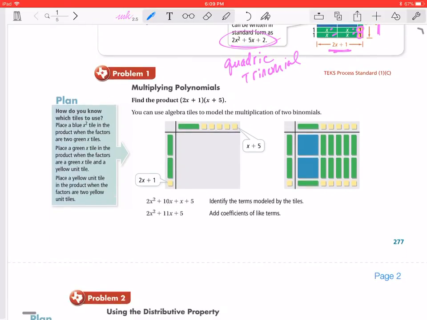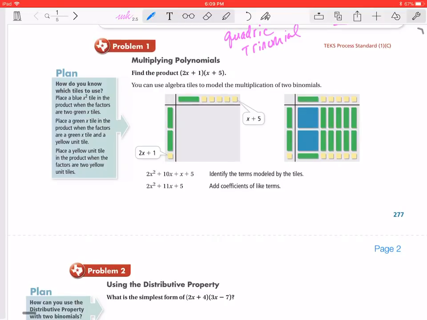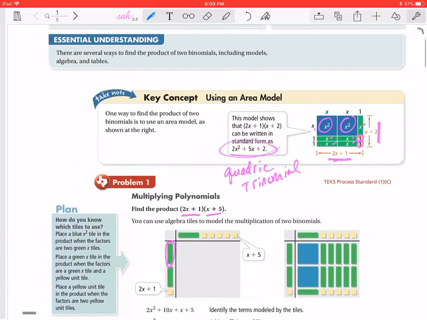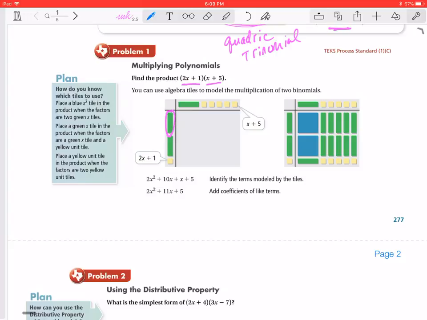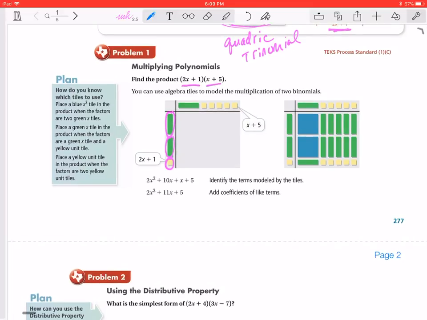Now, the next example shows everything. In problem number 1, we're going to take the product of 2x plus 1 times x plus 5. We're going to use algebra tiles. The green tiles represent x. Just like we did with the area model, now we're using algebra tiles. The algebra tile for 1 is the yellow tile.